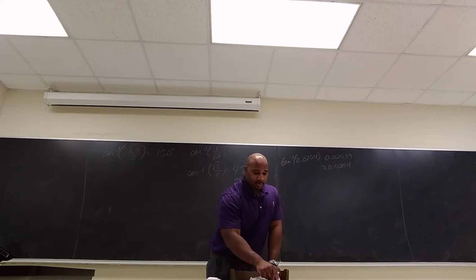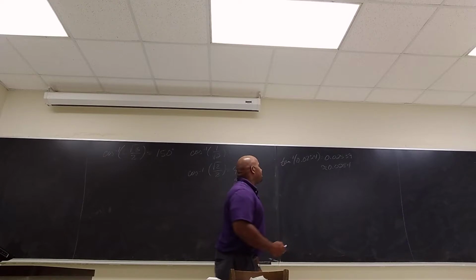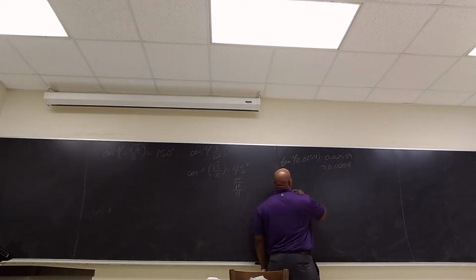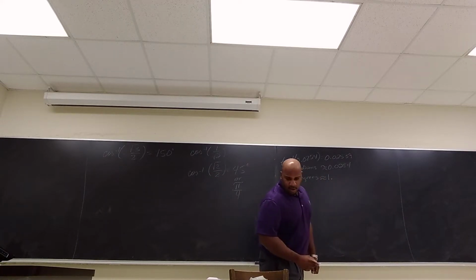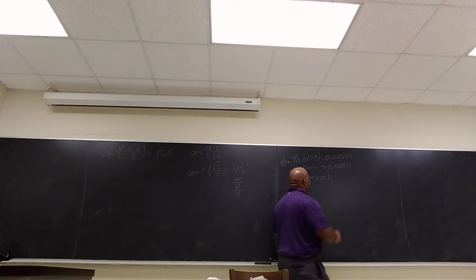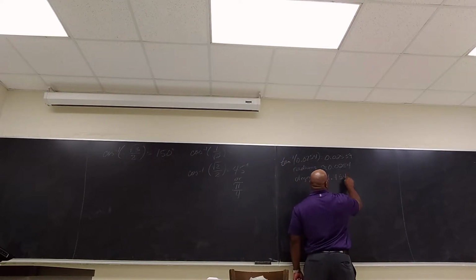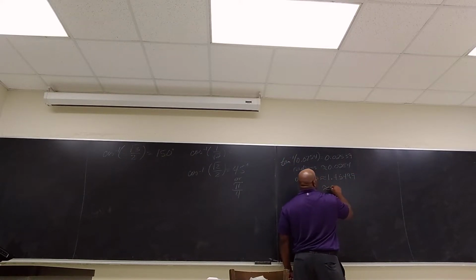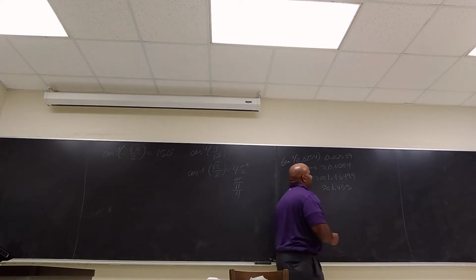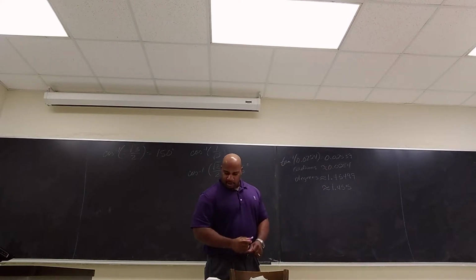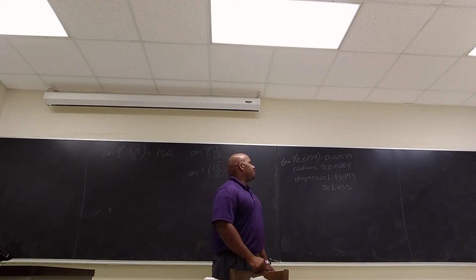Now to do degrees, just switch your calculator over to degrees and then hit enter and do the same thing. And for degrees, you get 1.454999, which is approximately 1.455. Okay. So that's what I got for degrees, and that's what I got for radians.